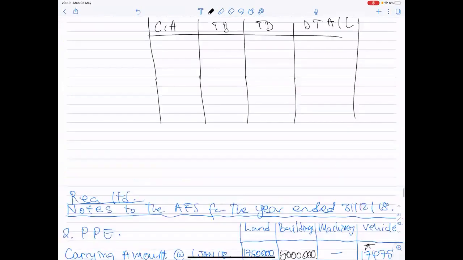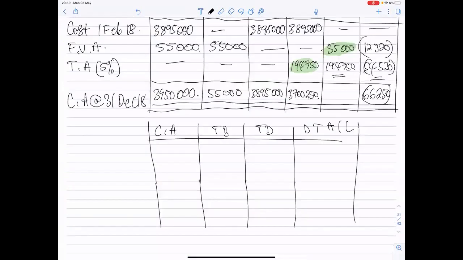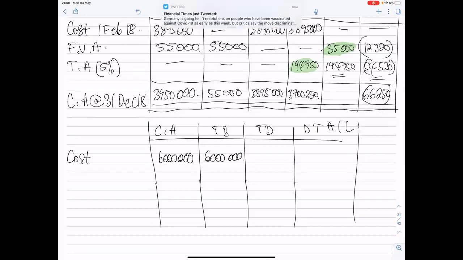So I'm going to say when the asset was ready and available for use, it had a cost of 6 million. SARS also saw this asset having a cost of 6 million. Now in 2016, there was no activity because the asset was not yet ready and available for use. SARS will start charging tax allowances when the asset is brought into use. So it was not yet brought into use in the previous year.